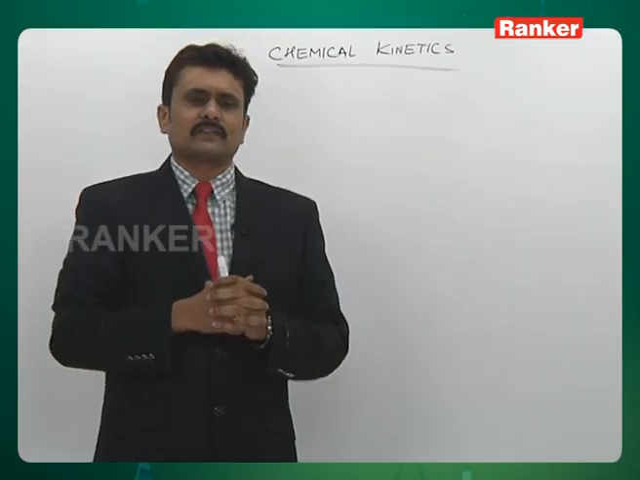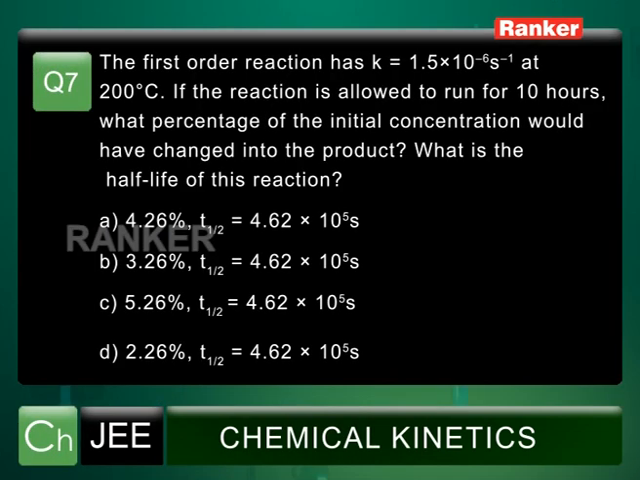We have a first order reaction with K equal to 1.5 into 10 to the power minus 6 second inverse at 200 degrees Celsius. If the reaction is allowed to run for 10 hours, what percentage of the initial concentration would have changed into the product? And you have also been asked to find the half-life of the reaction.